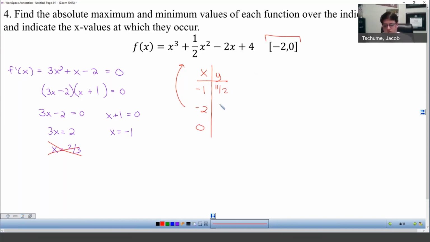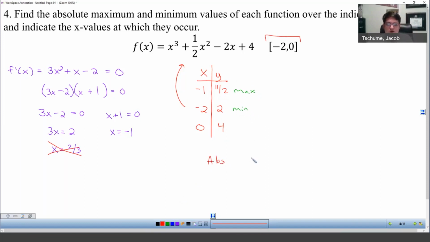When I plug -2 in, I got +2. And when I plug 0 in, I got 4. So looking at those three y values right here, the smallest number is going to end up being this 2. So that's going to be my minimum. And then just double checking, 11/2 is about 5.5, and 5.5 is bigger than 4. So this is going to be your maximum.